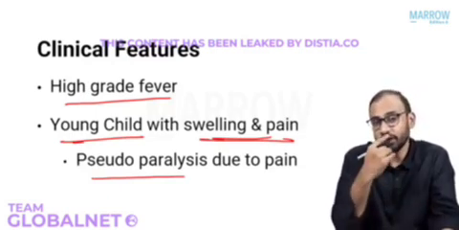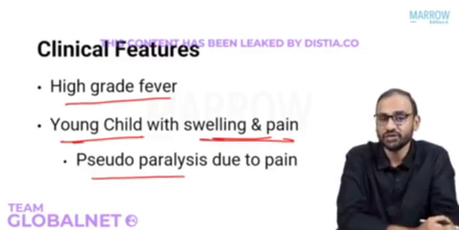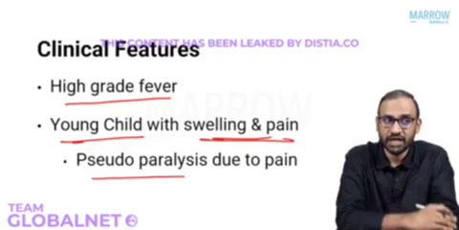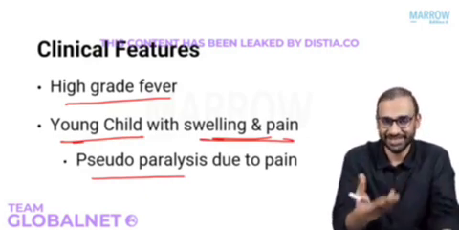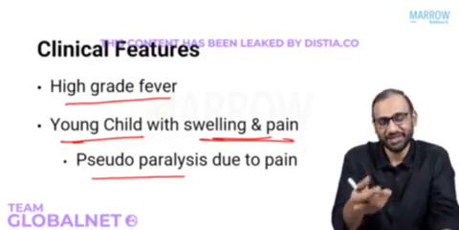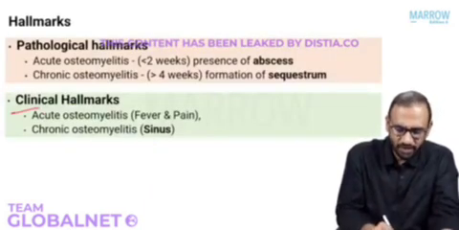Now what about acute and chronic? How will you differentiate them in terms of clinical presentation? So we have hallmarks to help us differentiate: clinical hallmarks and pathological hallmarks. Clinical hallmarks are something that you can see clinically. Pathological hallmarks are something a pathologist will see and tell you. So what are these? The clinical hallmarks are very simple.